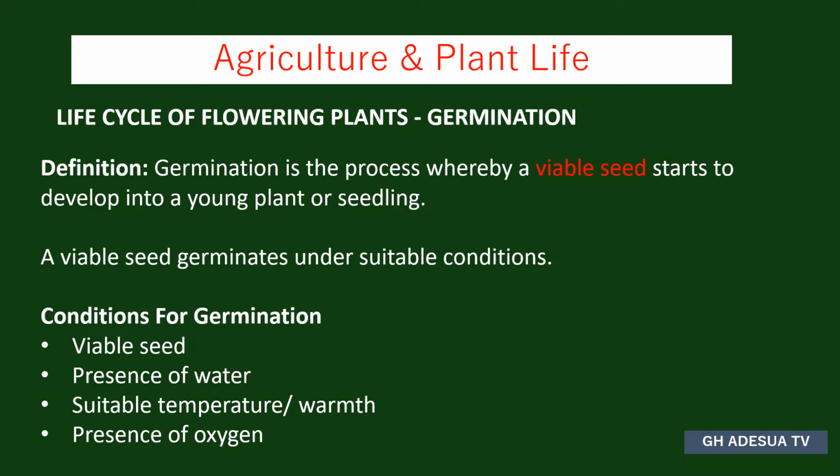Now then, what then is the viable seed? A viable seed germinates under suitable conditions. So there are some conditions that a plant or a seed needs to germinate. Now these are, like we said earlier, a viable seed, the presence of water or moisture, a suitable temperature or warmth, and then the presence of oxygen. These four things are relevant for every seed to germinate.